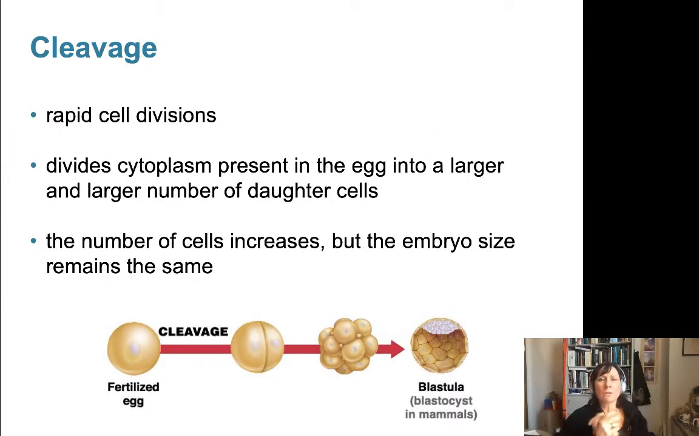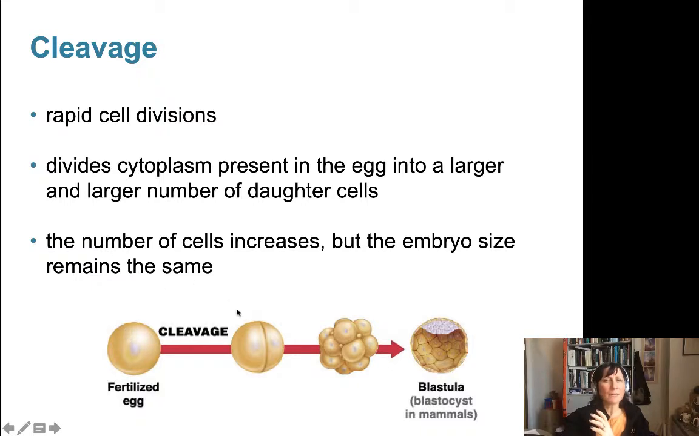Okay, so cleavage consists of a series of rapid cell divisions. And when these cell divisions happen, notice in this figure, here's the fertilized egg, and then here's the blastula, which is basically a big hollow ball of cells. What's really important to take home from this is actually shown in relative size. So the blastula is about the same size as that initial fertilized egg.